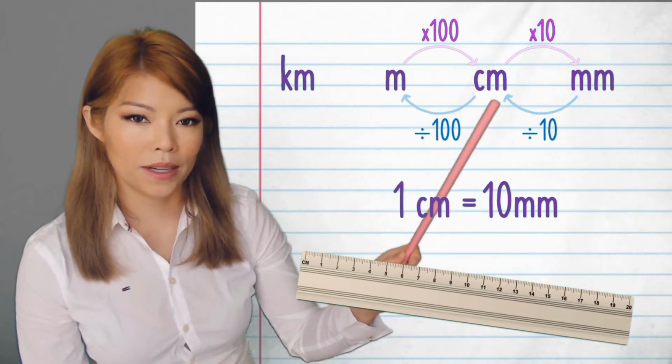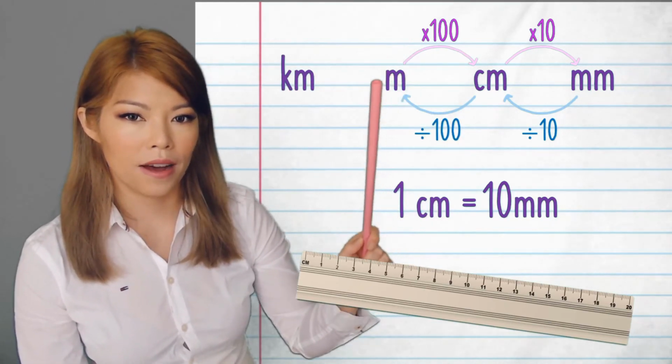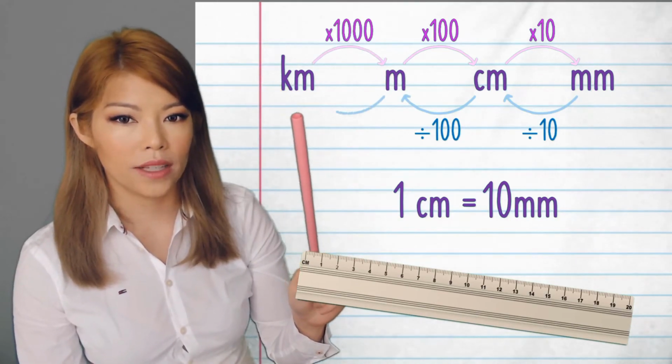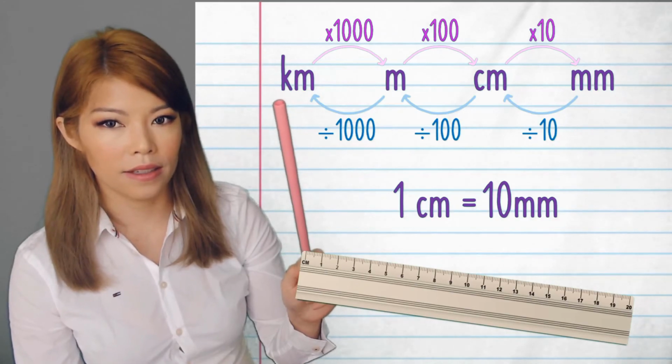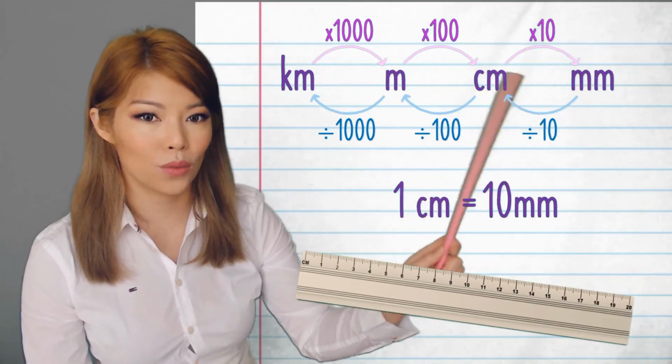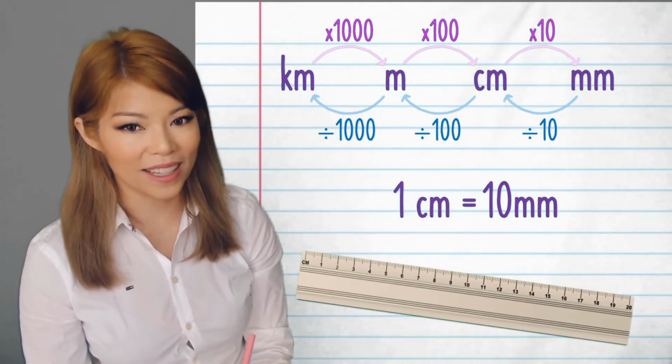If we're going from centimeters to meters, we're dividing by 100, and if we're going from meters to kilometers, again, we are dividing by 1,000. But if we're going from kilometers to meters, we're multiplying because we want more to make it equivalent.